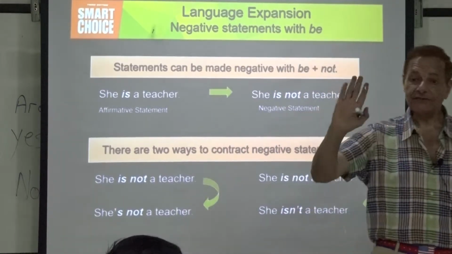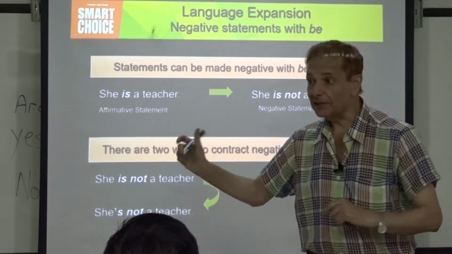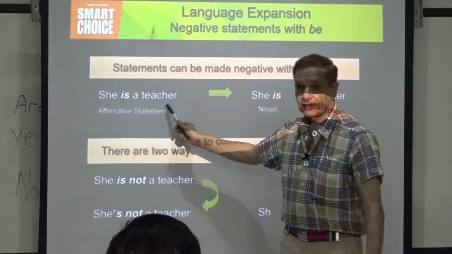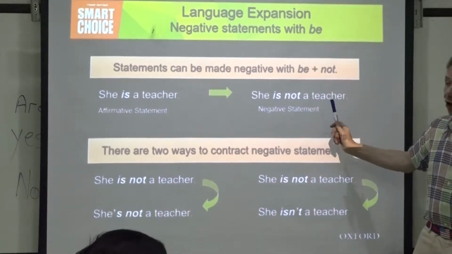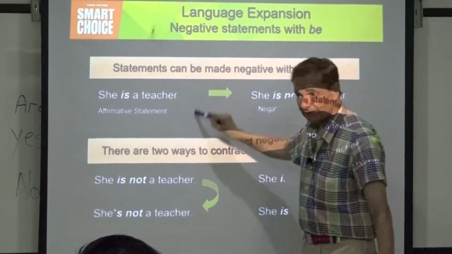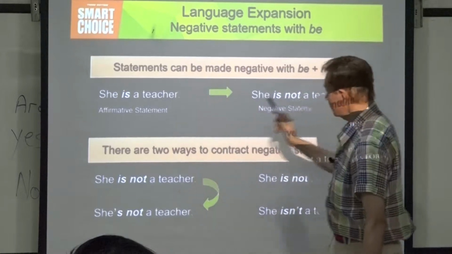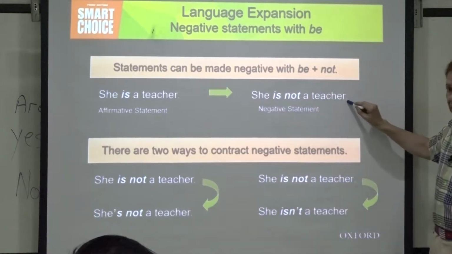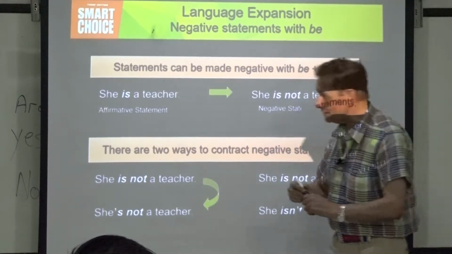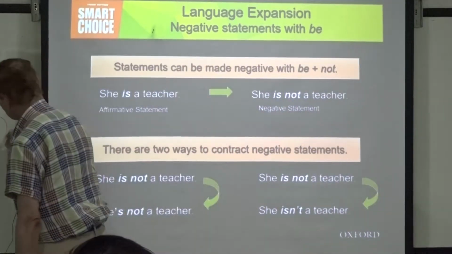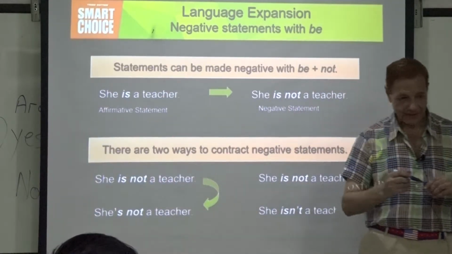Okay, so we have three forms of talking: affirmative statement, negative statement, or a question. Statements finish with a full stop. Very important in English. A question must end with a question mark. That's it. Easy.